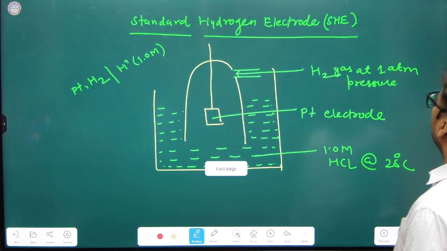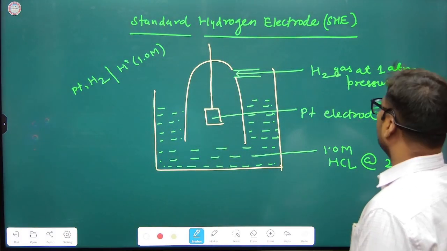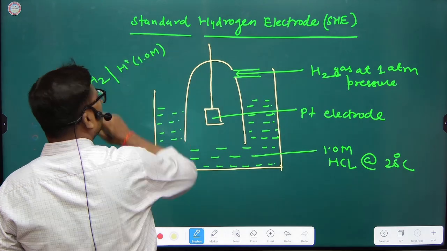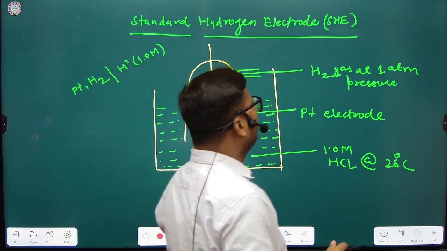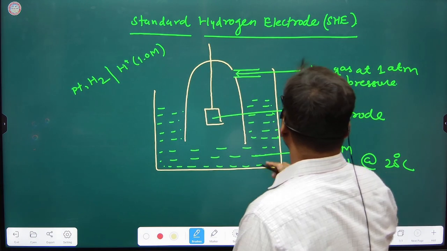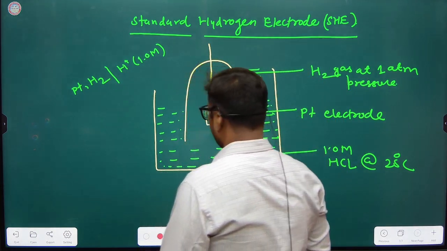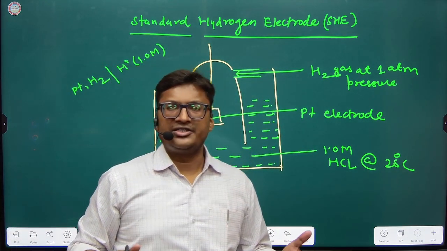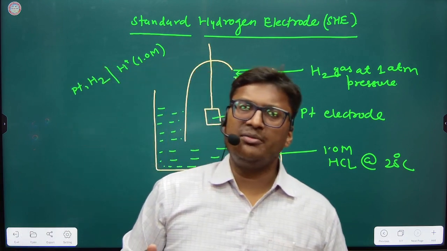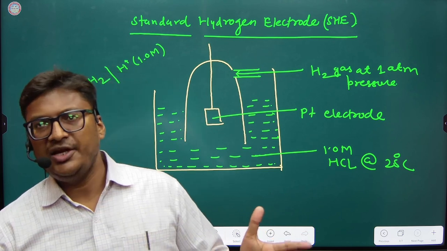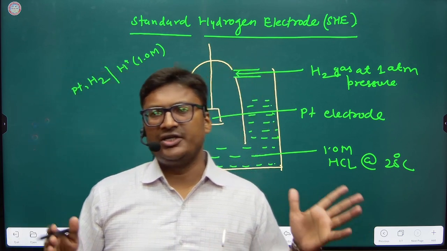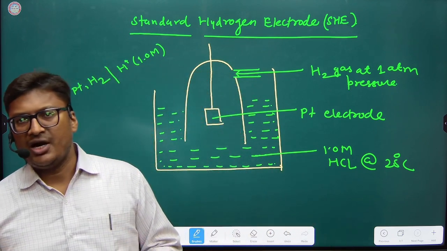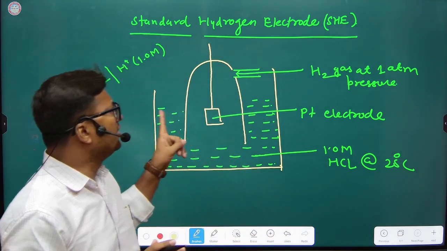right? Now we come to the last topic, that is the standard hydrogen electrode. We'll try to finish it in 5 to 10 minutes. What is the standard hydrogen electrode? As its name says, standard means an electrode that is operated at standard state, that is 25 degrees centigrade, 1 atmospheric pressure, and 1 molar concentration. So that is the standard state.